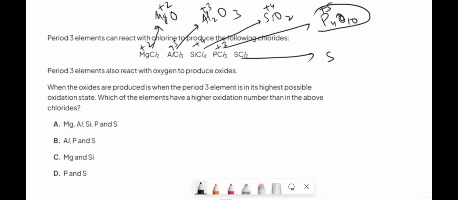Sulfur forms SO2 and SO3. The oxidation state in SO2 is +4 and in SO3 it is +6. In the chloride the sulfur oxidation state is +2, which is increasing when it forms sulfur dioxide and sulfur trioxide. Hence phosphorus and sulfur should be the correct option, option D.